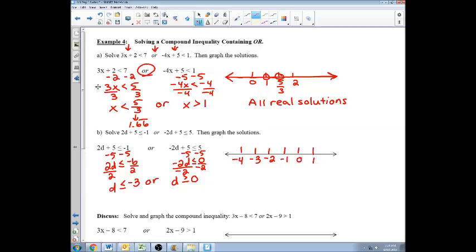Okay. d is less than or equal to negative 3. Closed circle at negative 3 because it's equal to. d is greater than or equal to 0. Closed circle at 0 because it's greater than or equal to. And I am done. Okay.